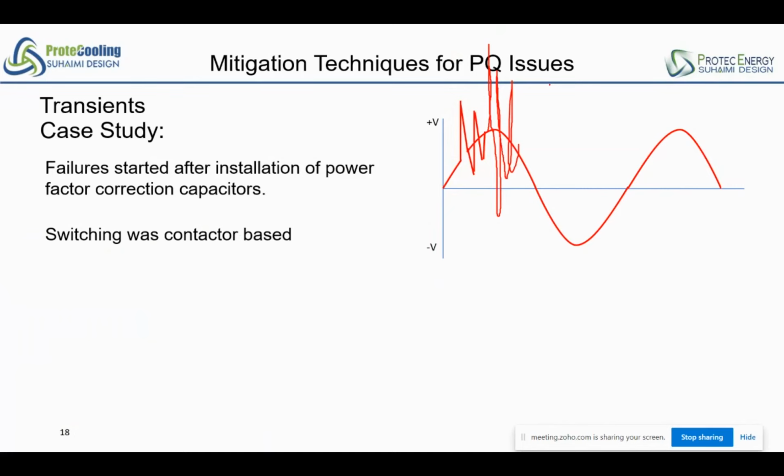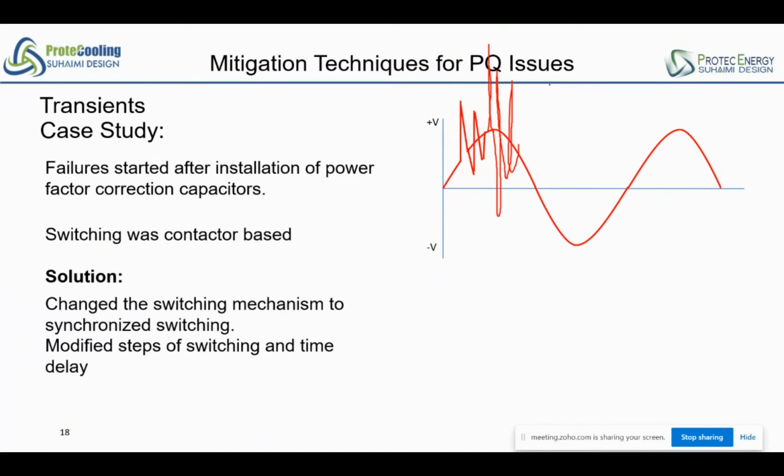Now, in synchronized switching, it is basically thyristor-based or IGBT-based switching, where the switching is ensured at the zero crossing. So switching will be done at this point of the waveform. Since there is no voltage at the zero crossing, there will be no transients or very minimal transients generated in the system, which can be handled by the system very easily.